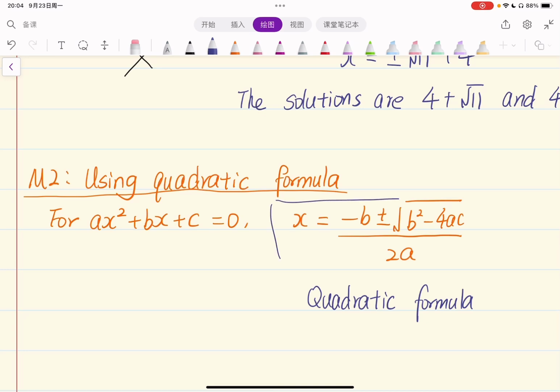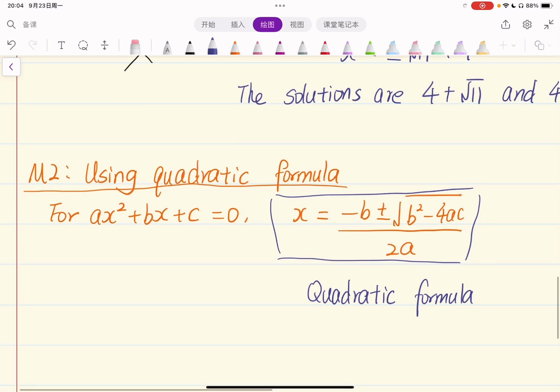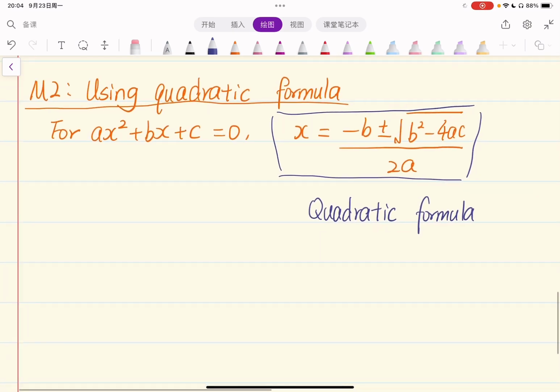So this formula is really important. It can solve all the quadratic equations. It doesn't matter whether ax squared plus bx plus c can be factorized or not. The quadratic formula can solve all the quadratic equations. Let's do some questions.